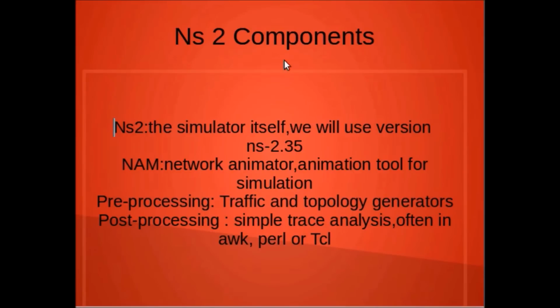Next, we'll see the components of NS2. First component is NS2, the simulator itself. We'll use the version NS2.35. Next is NAM, which is the network animator, which is an animation tool for simulation. Next is pre-processing, which involves the traffic and topology generators. And next is post-processing, which involves a simple trace analysis, often in AWK, Perl, or TCL languages.